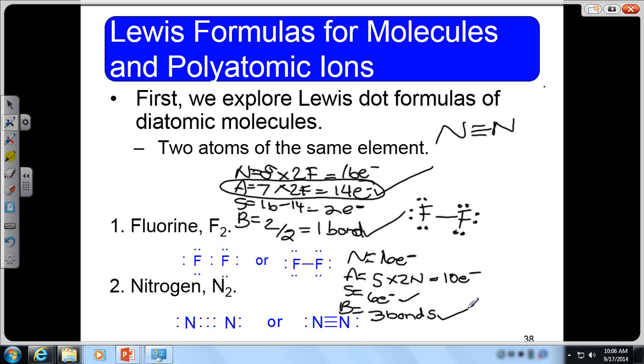So we already have 6 around each nitrogen. So there's 8. And there's 8. And now we have a total of 10. Okay.